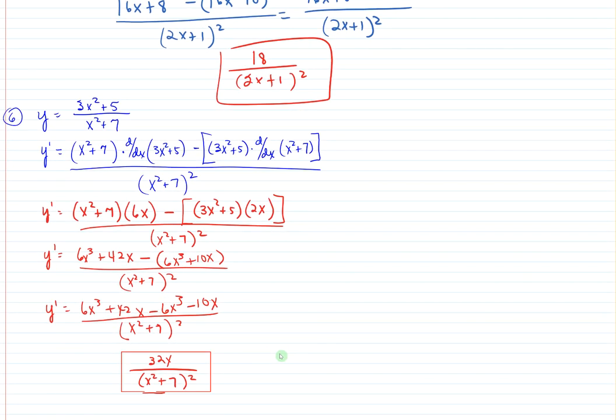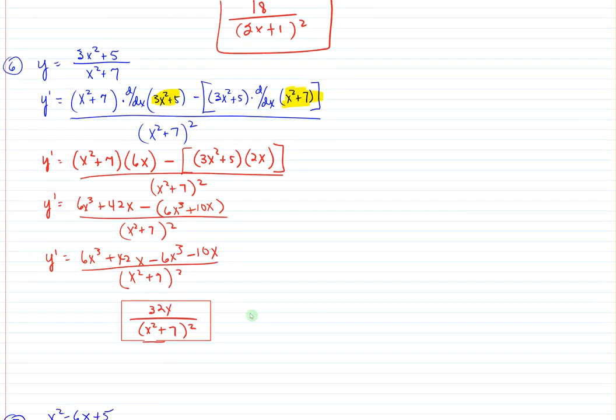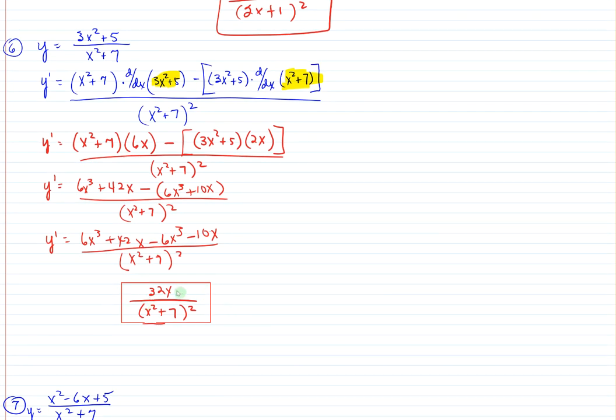Number 6. Little bit more involved, but bottom times derivative. I didn't have my yellow here. I do like to have that. We'll get that there and there. All right, so bottom times derivative of the top minus the top times derivative of the bottom, all over the bottom squared. That derivative is 6x. That derivative is 2x. So that's there and there. We'll do the multiplication. We'll do that multiplication. Then we'll distribute this minus. We've got this. We'll collect all like terms, and we end up with that as our final answer.